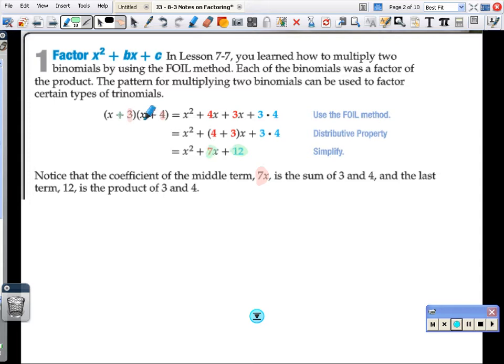And again, this is specifically when we have a plus sign here and a plus sign here, and there's a 1 up front here that we don't see, but we know it's there. We're looking for two numbers that multiply to give us this last number and then add to give us this middle number.